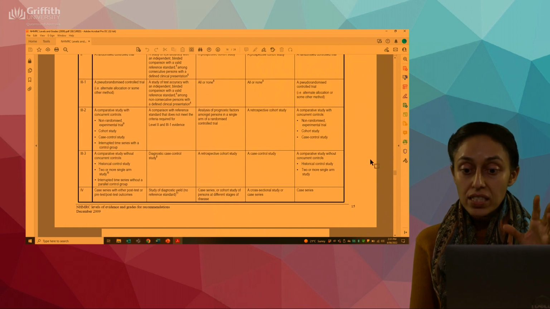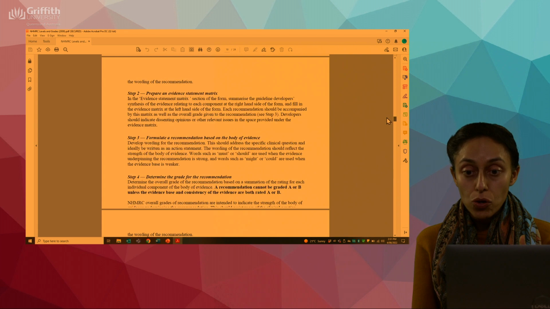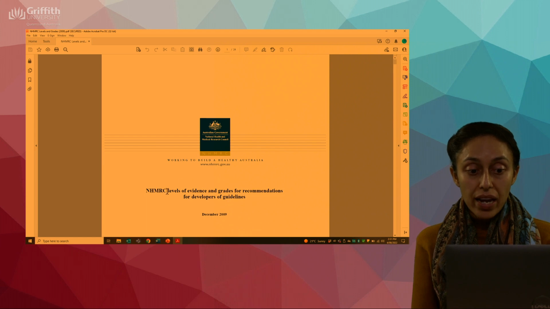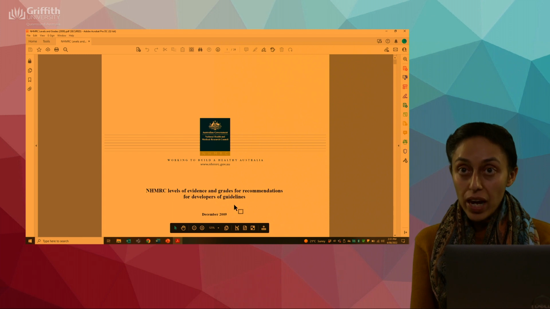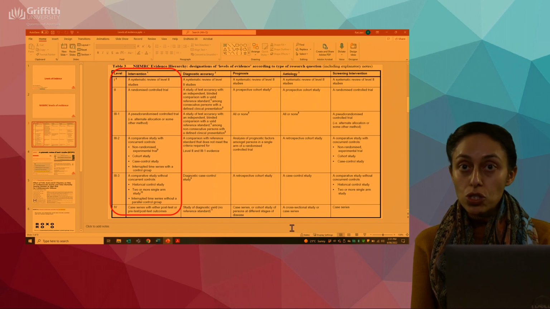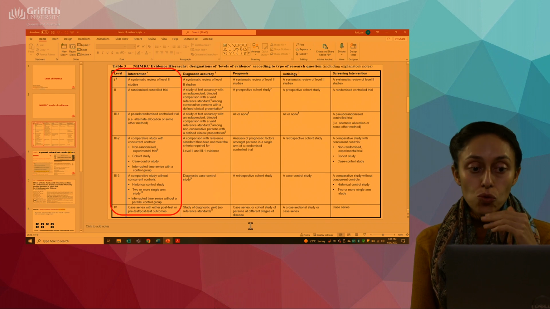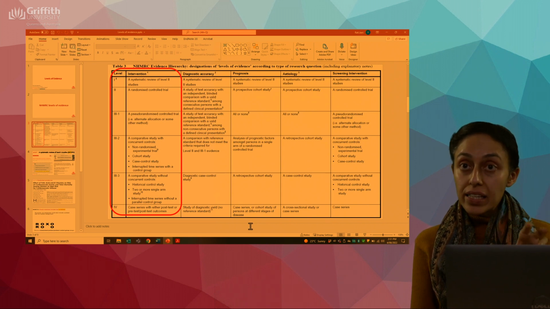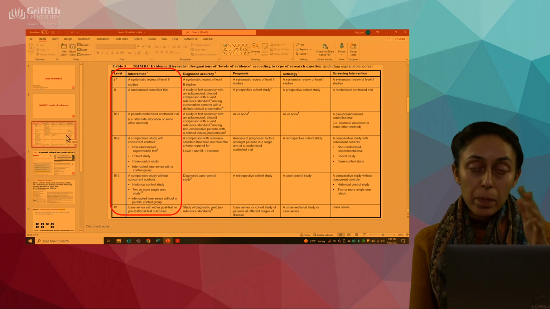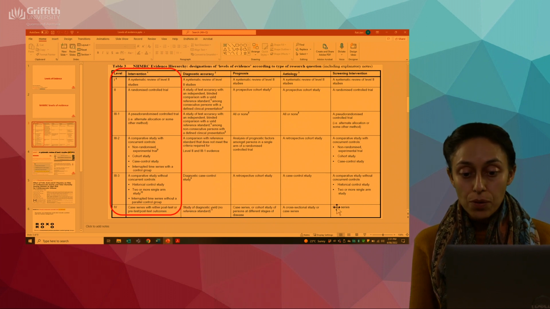So now what is the title of this document? Your conveners have shared this document with you. It is this one, NHMRC level of evidence and grade for recommendations for developers of guidelines. I also have given the PDF of this document as part of my footnotes over here. I have a habit of pasting references to what I select in my slides, so you will find the PDF in one of these footnotes as part of this presentation.